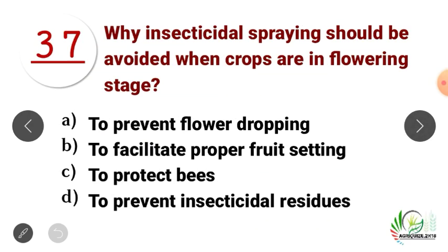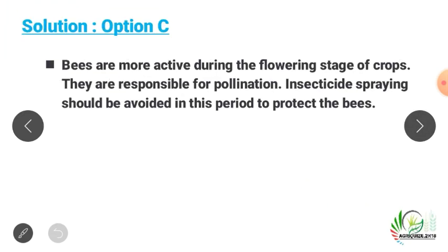Question 37. Why should insecticide spraying be avoided when crops are at flowering stage? Option C is correct, to protect the bees. Bees are more active during the flowering stage of the crop. They are responsible for pollination. Insecticide spraying should be avoided in this period to protect the bees.